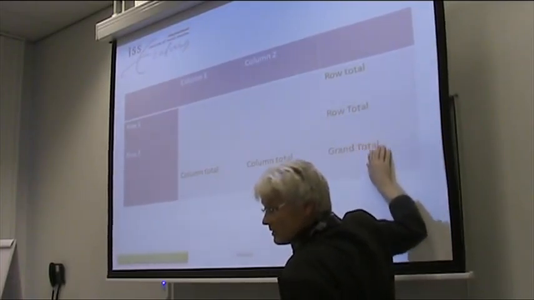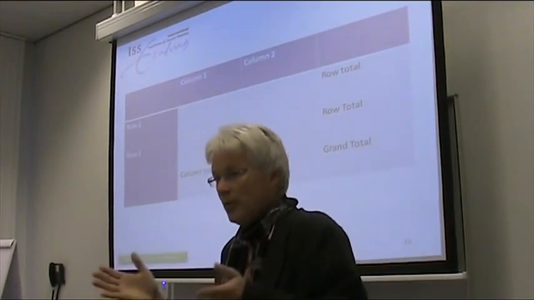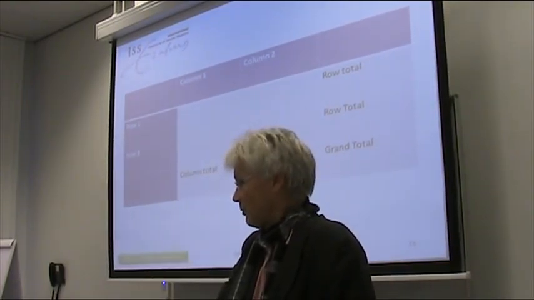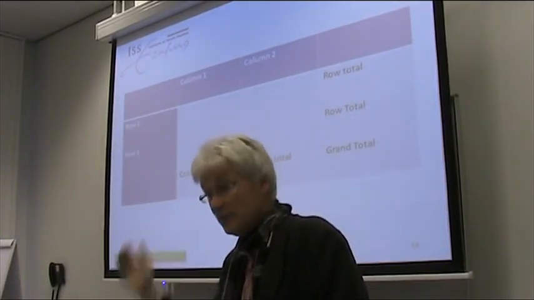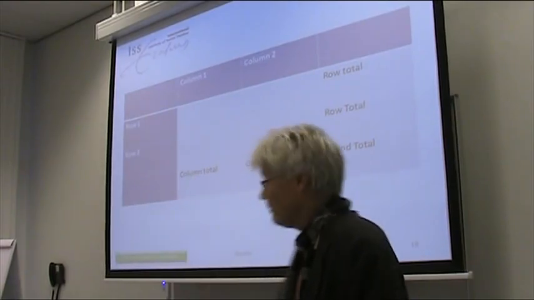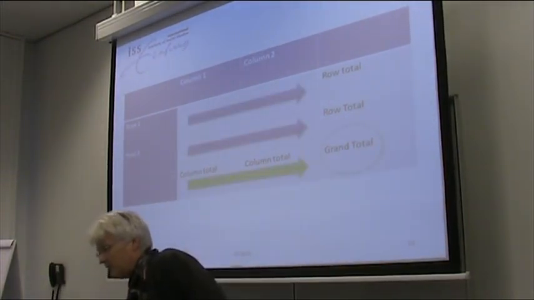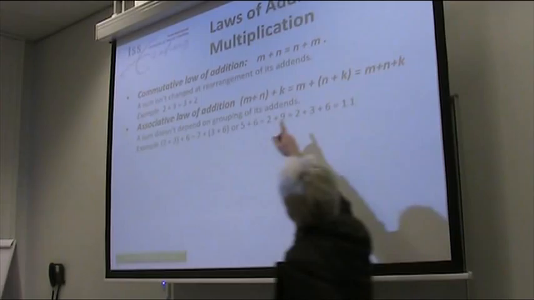Why is this number the same? Because it does not matter how you add up the numbers. If you go from the top to the bottom and then from left to right, it must give you the same as when you go from the left to right and then from the top to the bottom. So you can also add up this, gives you the grand total, and we have again the first 2 laws.